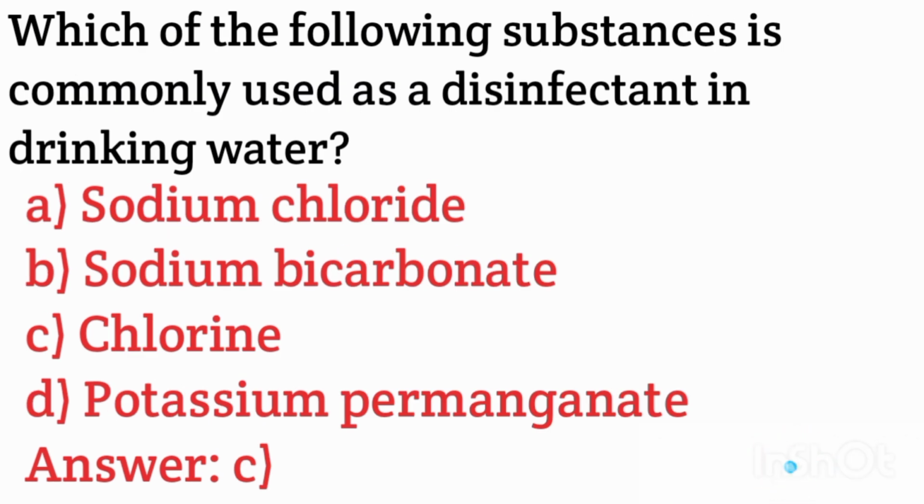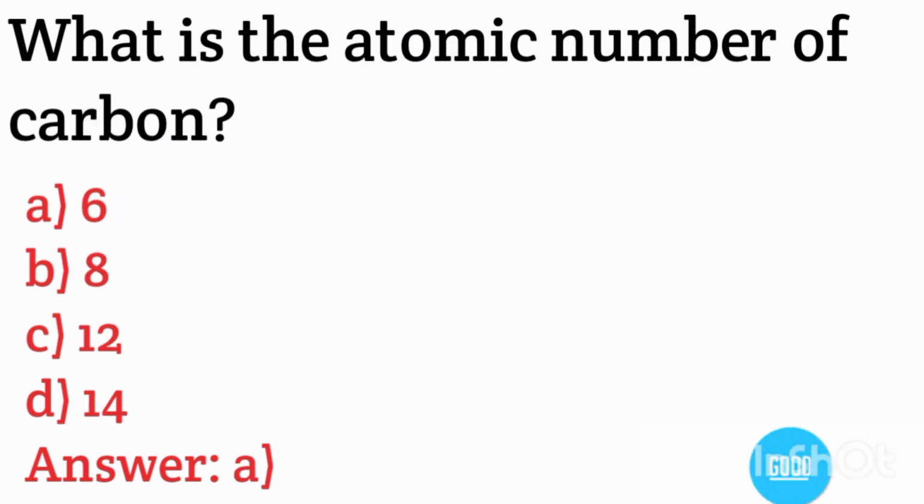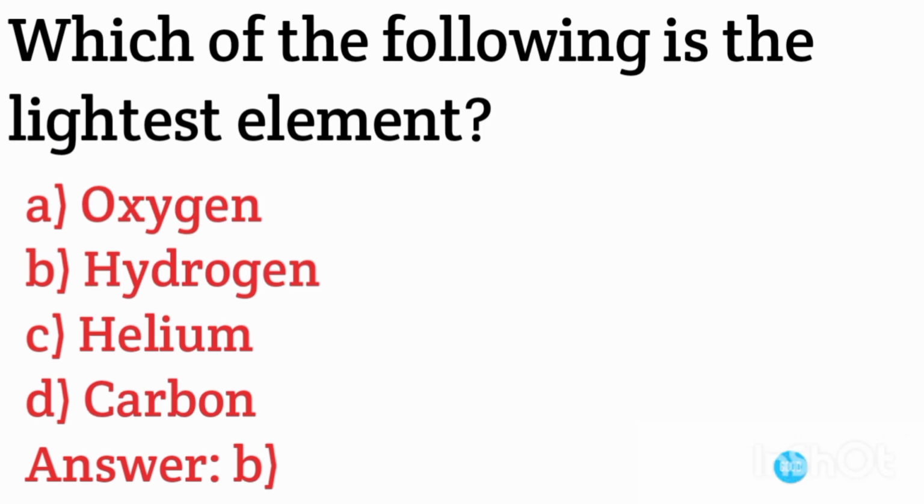Which of the following substances is commonly used as a disinfectant in drinking water? Chlorine. Option number C is correct. What is the atomic number of carbon? 6. Atomic number of carbon is 6. Option number A is correct. Which of the following is the lightest element? Hydrogen. Hydrogen is the lightest element. Option number B is correct.